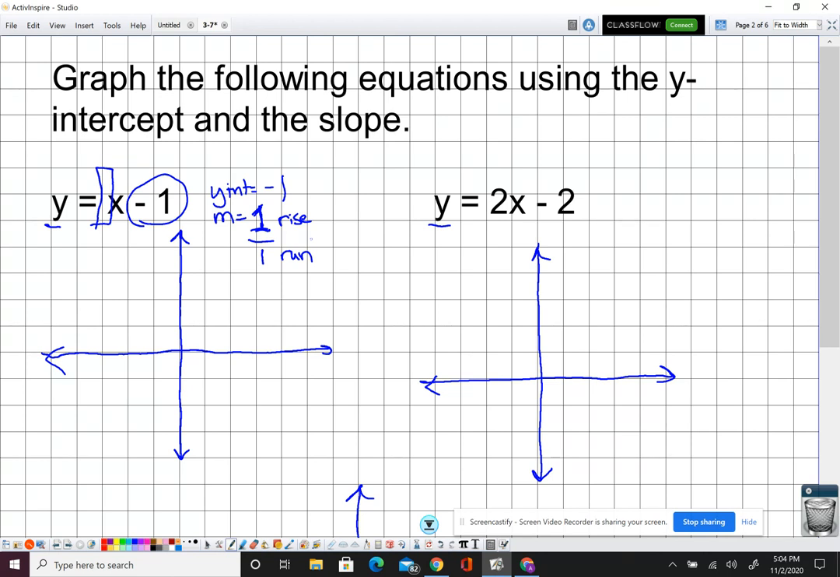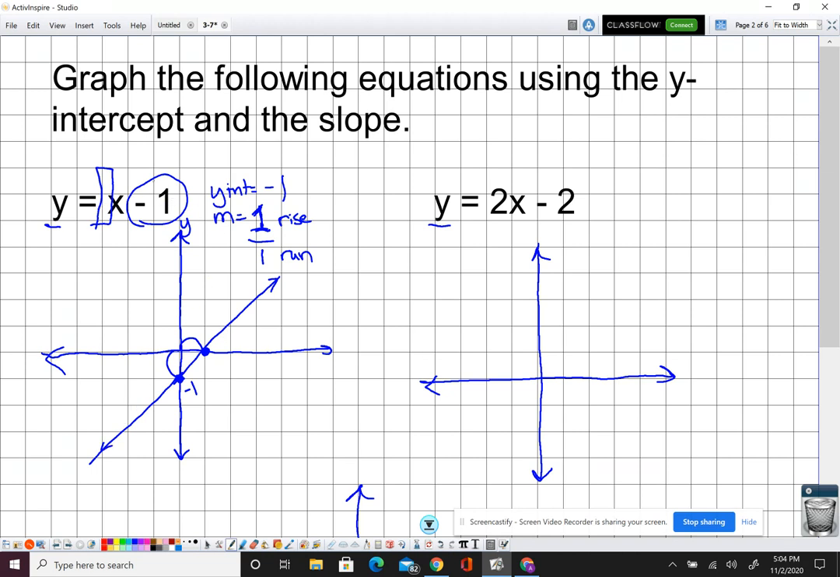So how do we graph it? Well, we go to the y-intercept. Here's our y-axis, and our line is going to cross the y-axis at -1. We put a point. Then from that point, we use our rise and our run. We rise up 1 and run to the right 1, and put another point. Once we have those 2 points, we connect them, and that's our line graphed using the y-intercept and the slope.